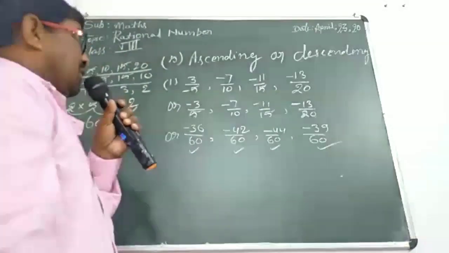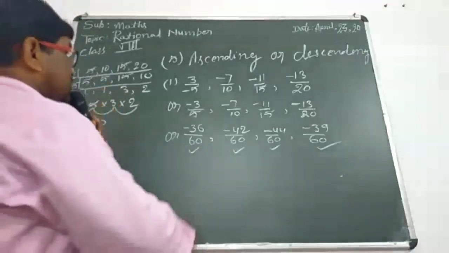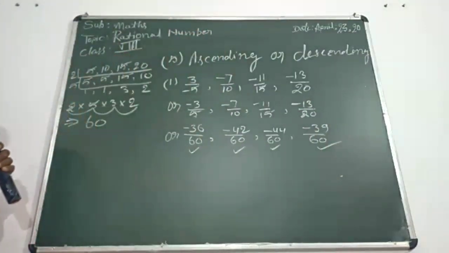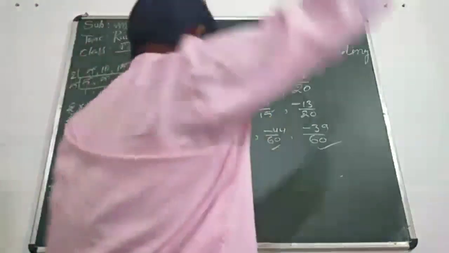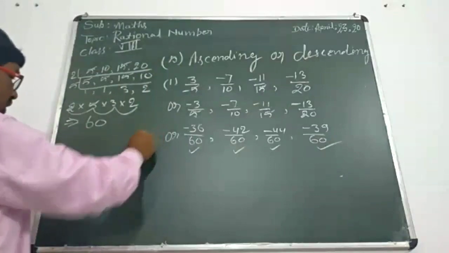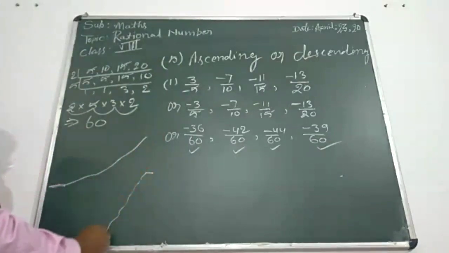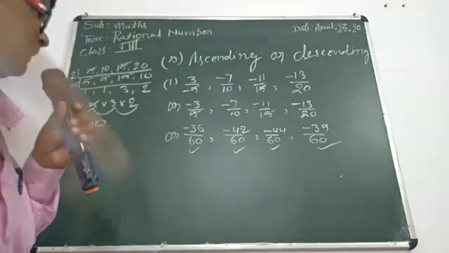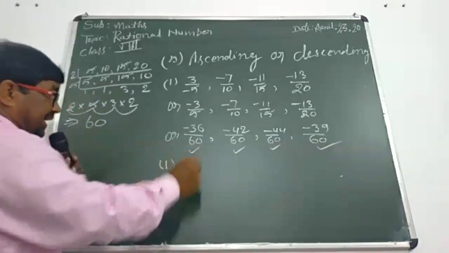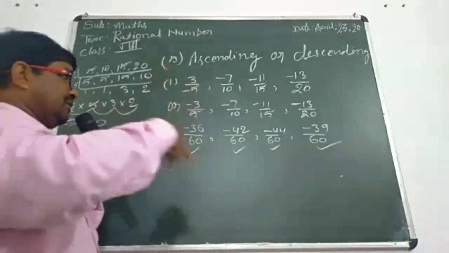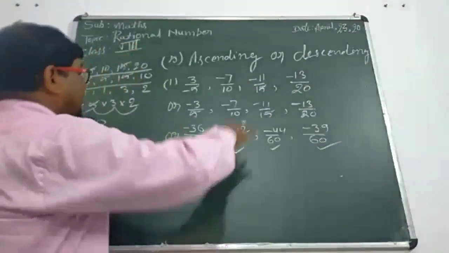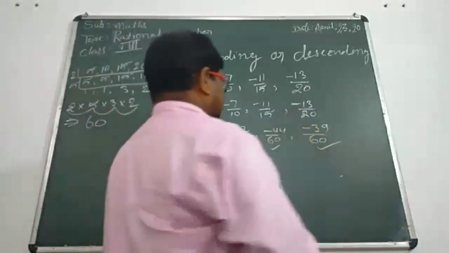Okay. Now, you want to arrange these rationals in ascending order. This is the starting point. Ascending means going up, increasing. Descending means going down, decreasing. Okay? First ascending. In ascending, we go towards the larger fraction. So select first of all the smallest.